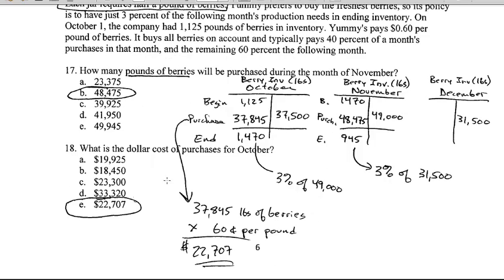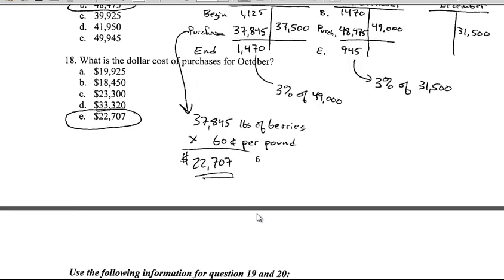18 says, what is the dollar cost of purchases for October? So you need to do the same thing we did for November. You've got to calculate purchases. So you've got to take production needs plus ending inventory minus beginning inventory, which is easy this time because they give it to you. Figure out we need to purchase 37,845 pounds of berries. The cost per pound is 60 cents per berry, so that gives you the cost of $22,707.